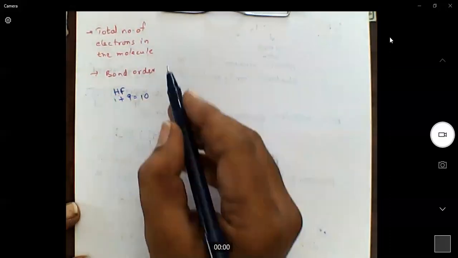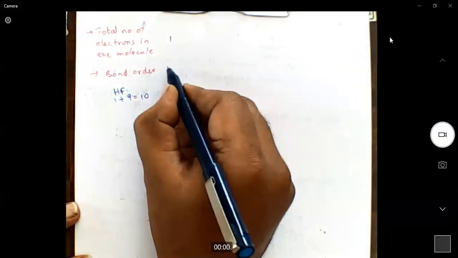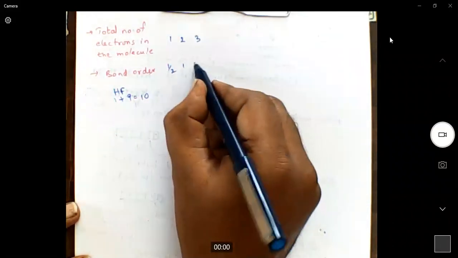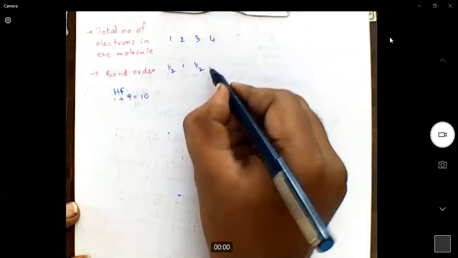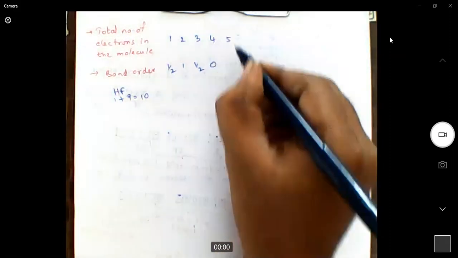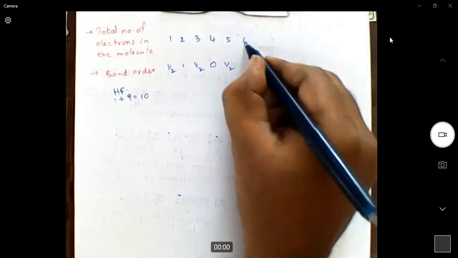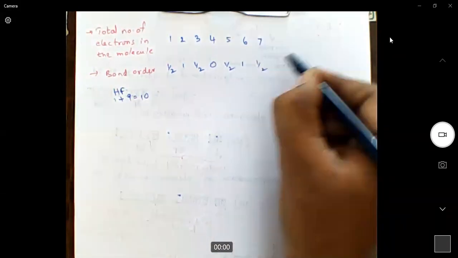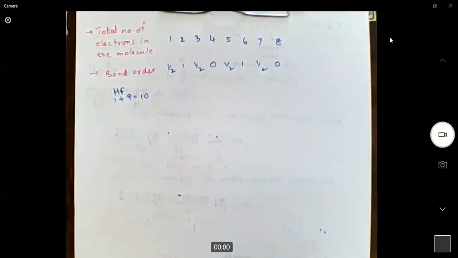If there is one electron, the bond order is half. If there are 2 electrons, bond order is 1. If there are 3 electrons, it is again half. If there are 4 electrons, it is 0. Again, with 5 electrons, half, 6 electrons, 1, 7 electrons, half, 8 electrons, 0.